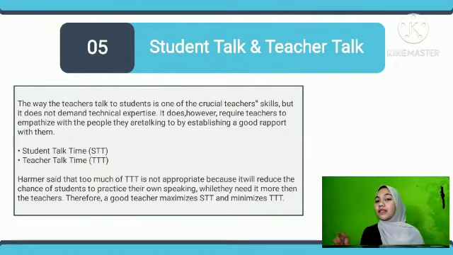Harmer said that too much teacher talk time is not appropriate because it will reduce the chance of the students to practice their own speaking. While they need more than teachers, therefore a good teacher maximizes student talk time and minimizes teacher talk time.